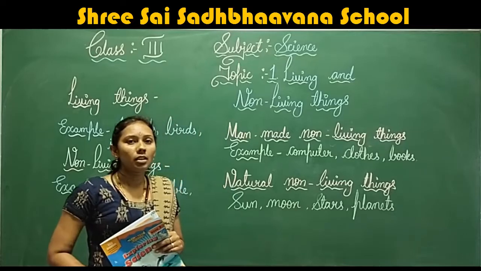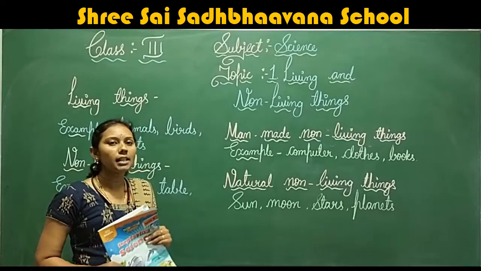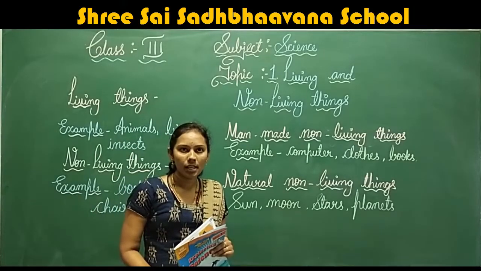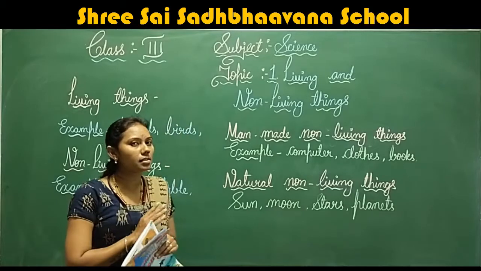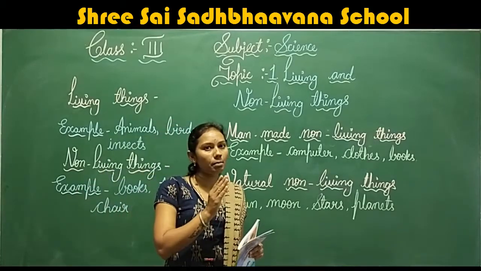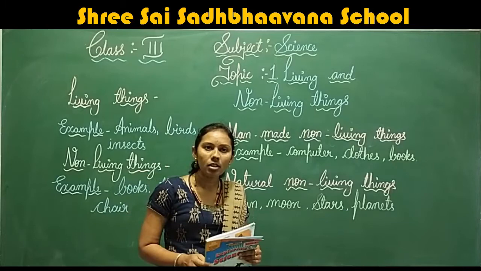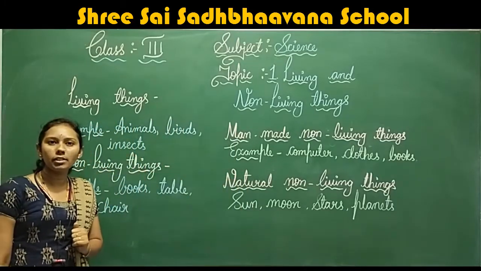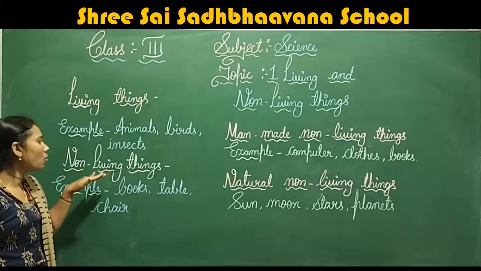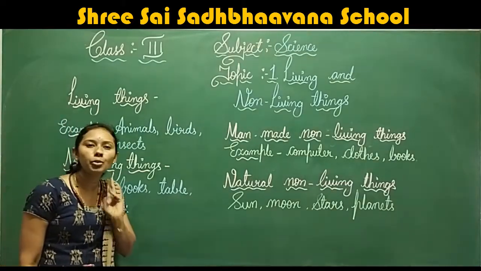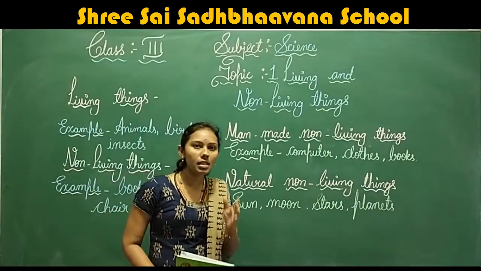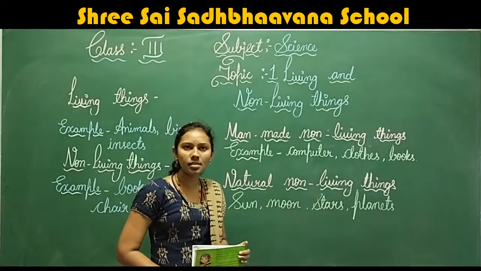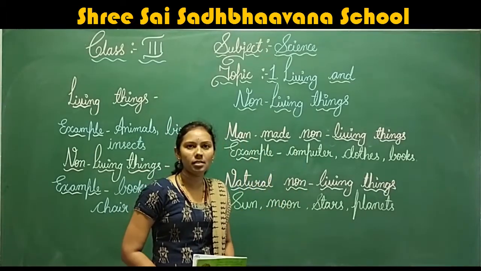So children, now you have understood that living things move from one place to another place on their own. Right children? But non-living things don't move from one place to another place on their own. Right? Now we have understood what are living things and what are non-living things. Okay? Now these non-living things are of two types, that is man-made non-living things and natural non-living things.